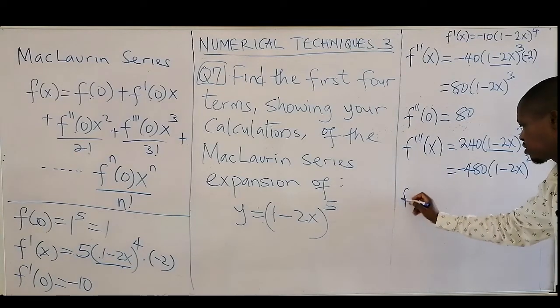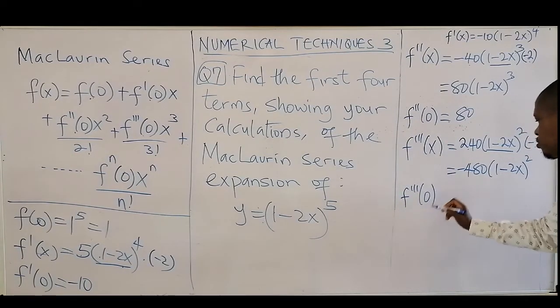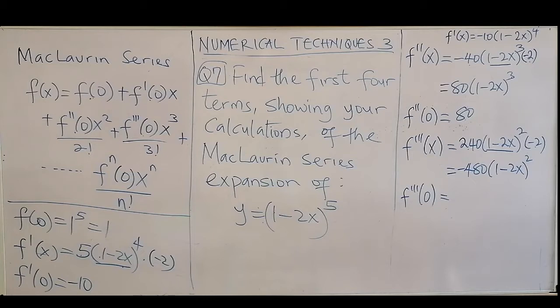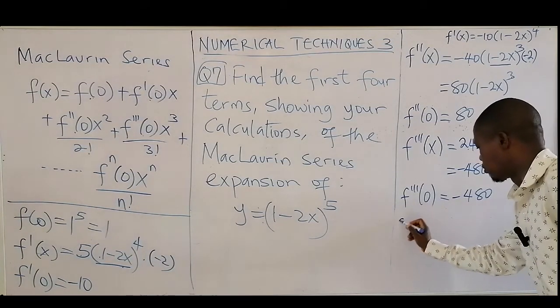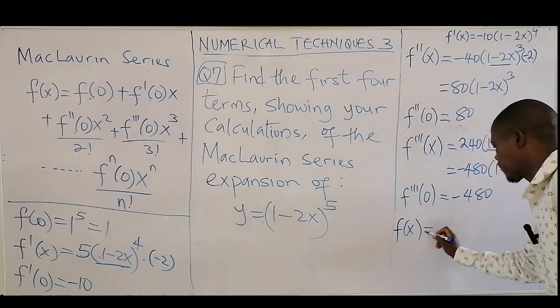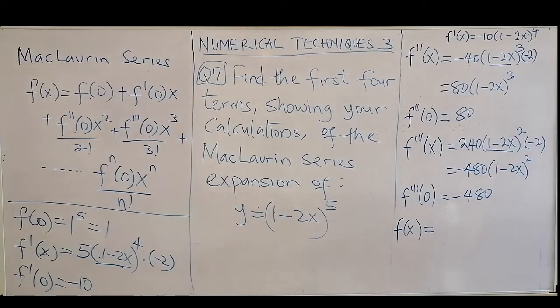Can you get the third differential at the point x equal to 0? If you do that, you have minus 480. So the final thing we need to do now is just to plug in the values. So f of x, which is the formula, equals f of 0, which is 1. Then the first differential, we have minus 10.